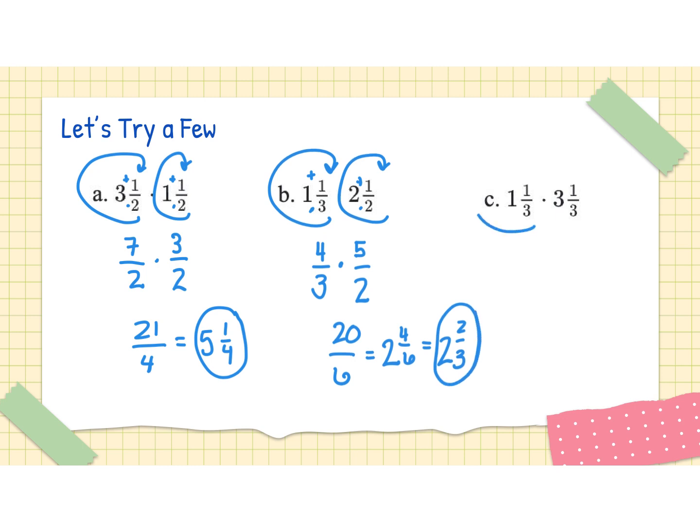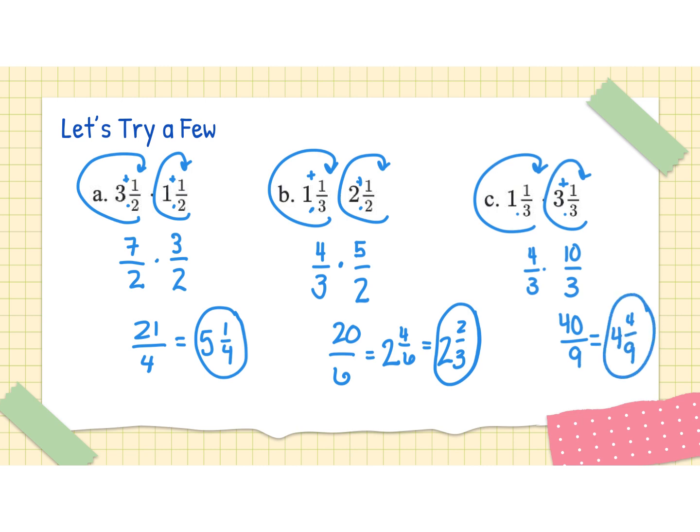Last one. Let's give it a try. 3 times 1 is 3, plus 1 is 4 over 3. Times, around the world we go again. 3 times 3 is 9, plus 1 is 10 over 3. 4 times 10 is 40. 3 times 3 is 9. So we end up with 9 goes into 40 4 times with 4/9 left over. And that is how you multiply mixed numbers.